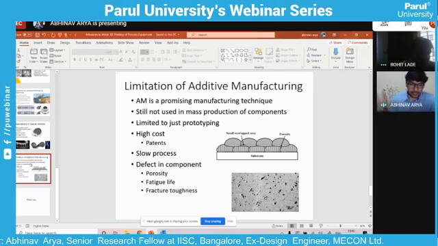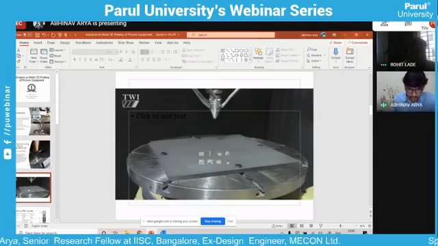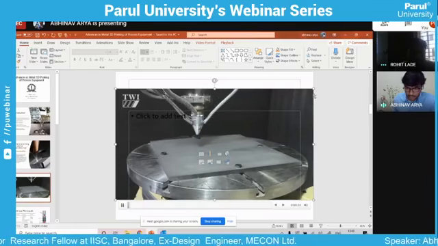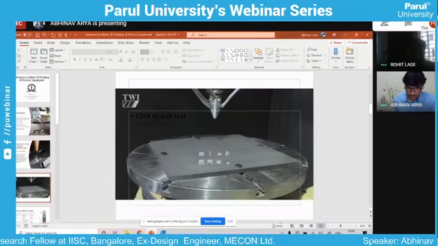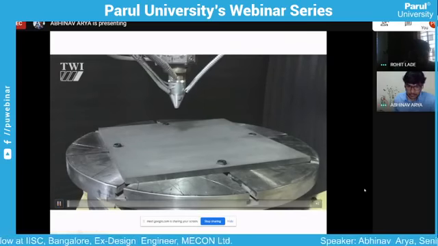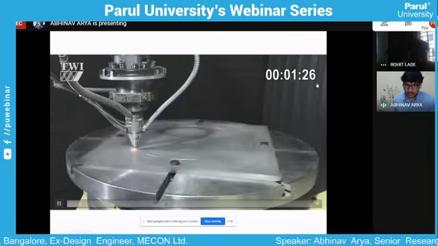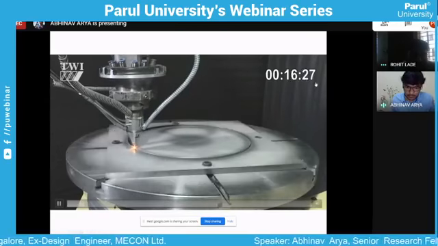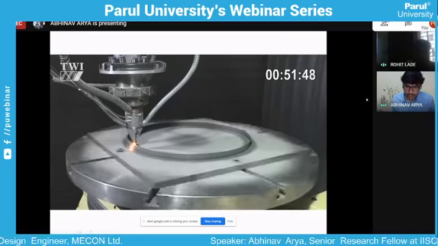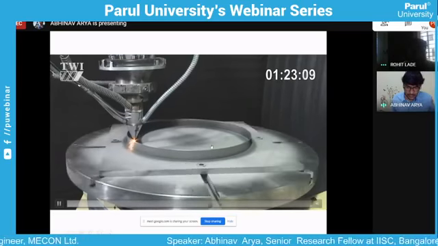Here I have shown, if you can see in this one, this is a laser deposition technique. It is showing time also. So you can see the time here, and from this you can analyze how fast it is. It's almost an hour and it has done this much.